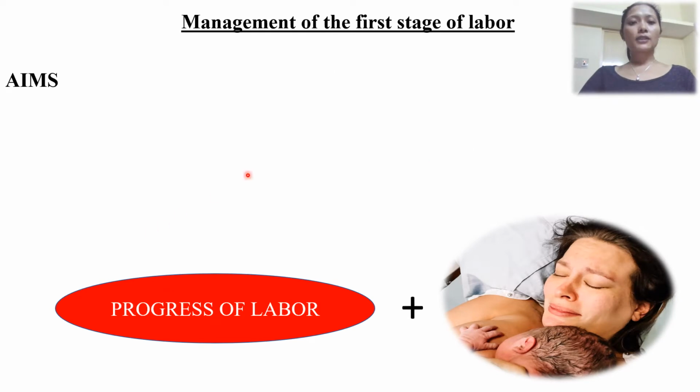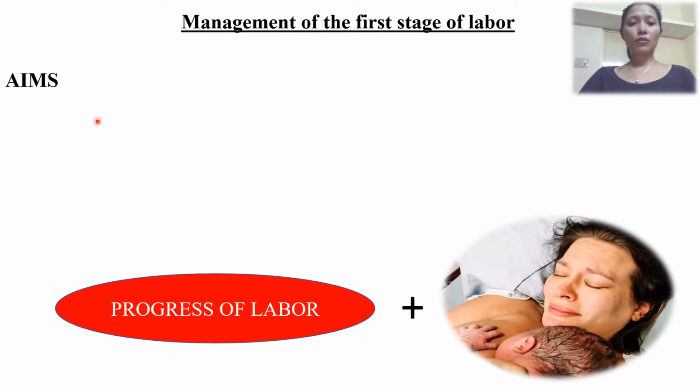So now next is the management of the first stage of labor. Before heading to the management of the first stage, we should know the goal, why we are doing the management in the first stage of labor. We can do it for the whole of labor, but we are considering the first stage because there are three aspects that we should look at. I have kept the diagram: progress of the labor, which is the first part, then second and third, the mother's well-being and the baby's well-being. These three major goals are placed in the management of the first stage.